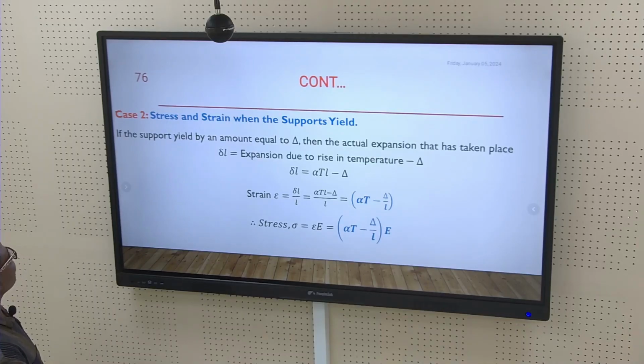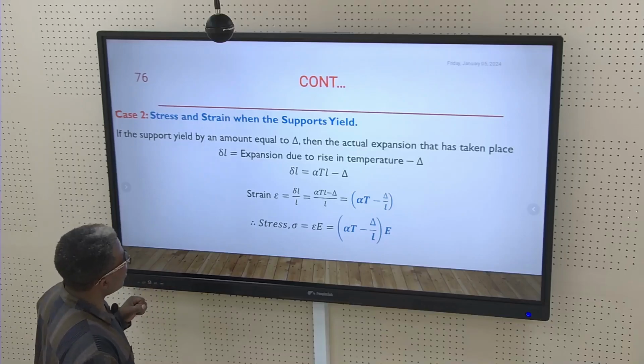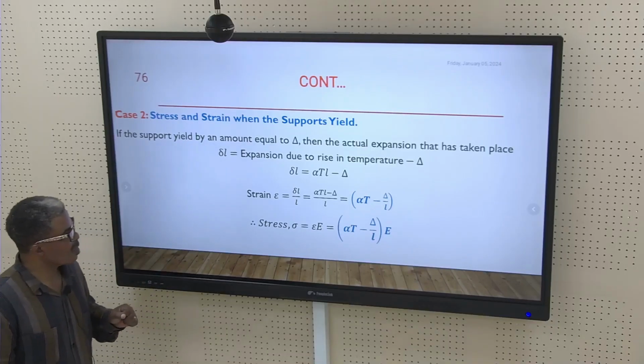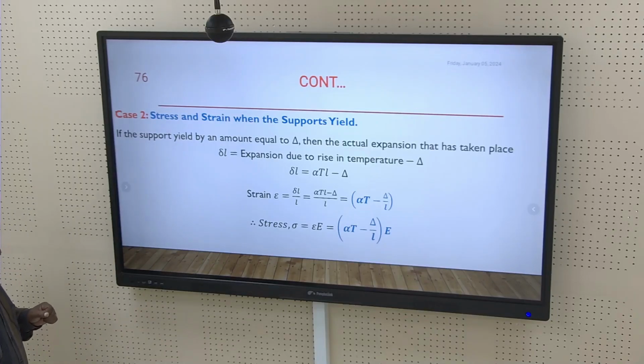Likewise, for stress and strain, when the support yields, if the support yields by an amount equal to delta, the actual expansion that has taken place can be indicated in that expression. Expansion is due to rise in temperature, alpha. So for strain, one can determine such an expression.